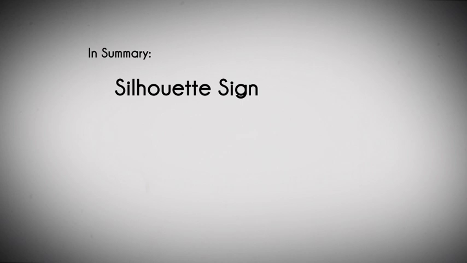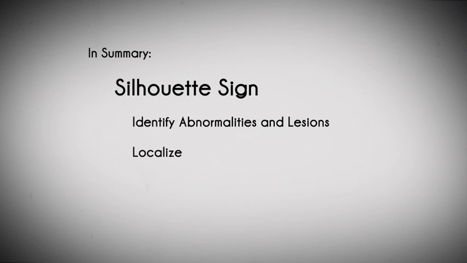In summary, the silhouette sign should help to both identify abnormalities and lesions as well as to localize them. Once the lesion is correctly localized, for example, mediastinum versus lung parenchyma versus pleural space, the differential diagnosis can be narrowed down to a more specific subset. In this module, we were able to identify and localize two anterior mediastinal tumors and a right middle lobe pneumonia.